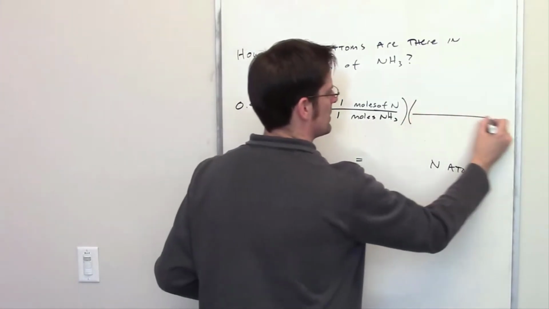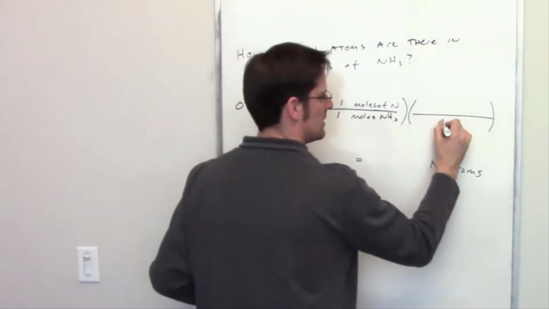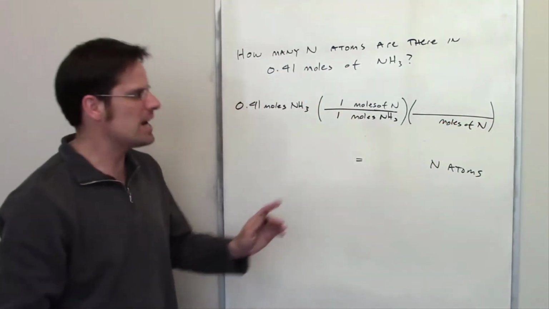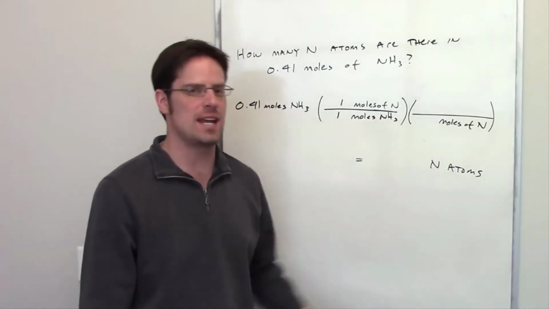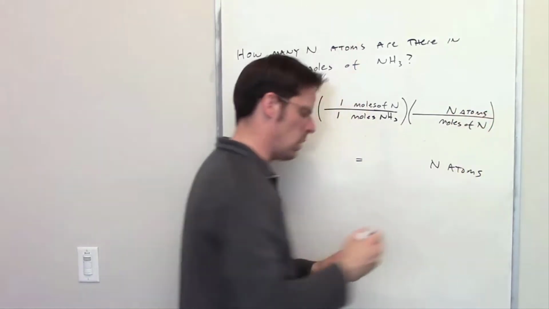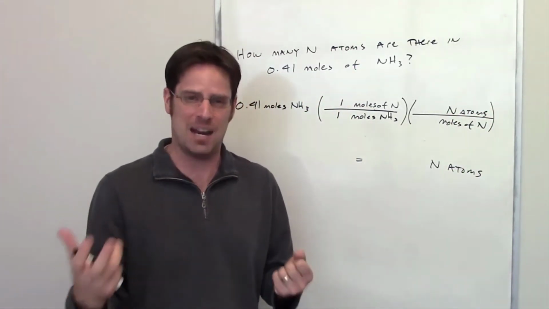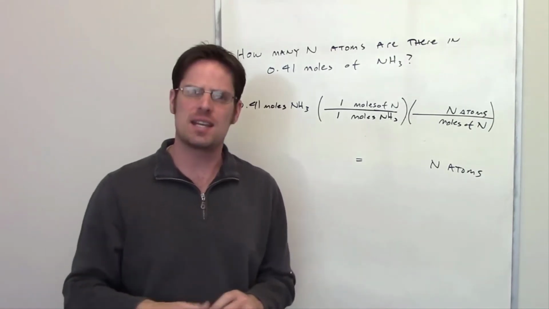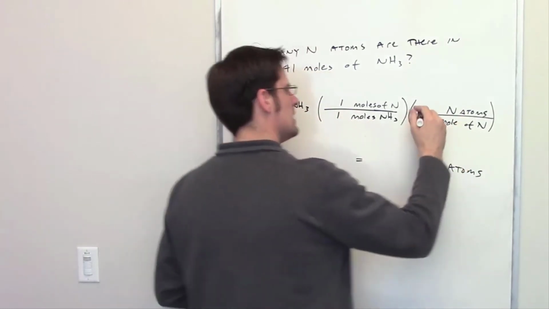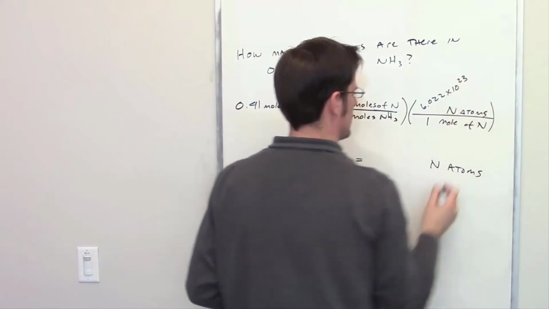The denominator units in the next set of parentheses are, of course, going to be the same as the numerator units in the previous set. So I'm going to write down moles of nitrogen right here. Can I directly relate moles of nitrogen to nitrogen atoms? Is there some way of doing that? If I have 1 mole of nitrogen, can I figure out how many nitrogen atoms I have? Yeah, I think I can. That's Avogadro's number. So 1 mole of nitrogen is equal to 6.022 times 10 to the 23rd nitrogen atoms.